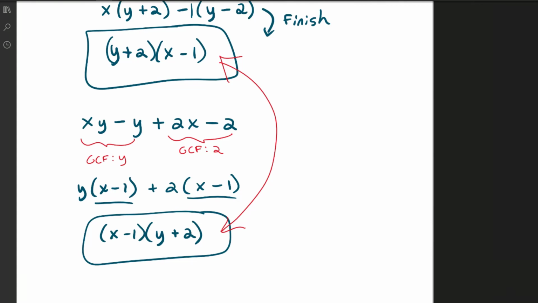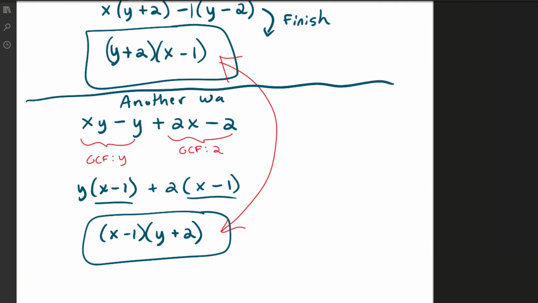So just keep that in mind. You could do it another way if you wanted to with your notes. So this is another way to do it. That way you don't have to worry about factoring out negative signs. But there are multiple ways to do these.